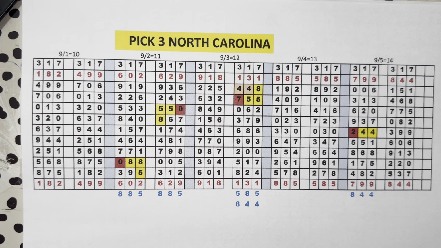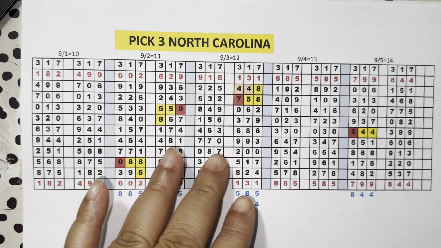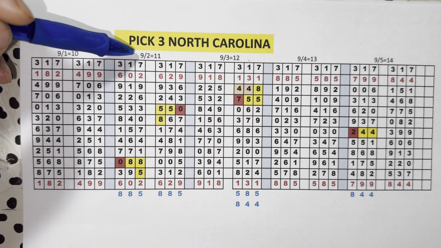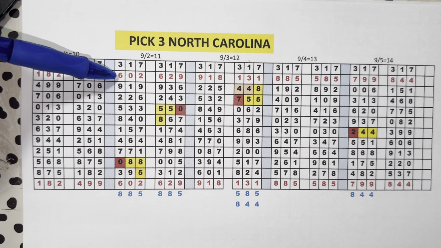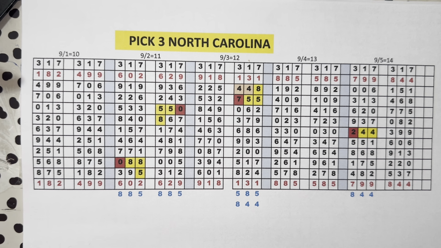Okay, so let's start back. I'm going to backtrack a few days. We're going to start back at September 2nd, day game. North Carolina had a hit of 602, and as you notice, again, we're using that 317 rundown. Feel free to use your own favorite rundowns. Compare and see if you see similar patterns.